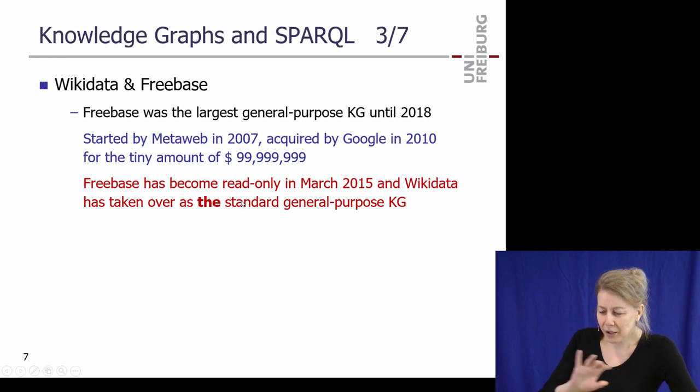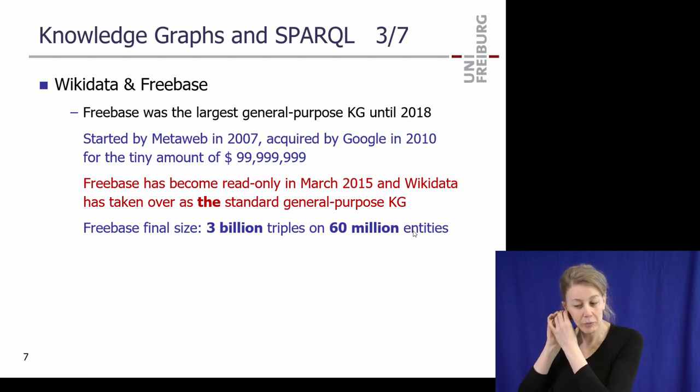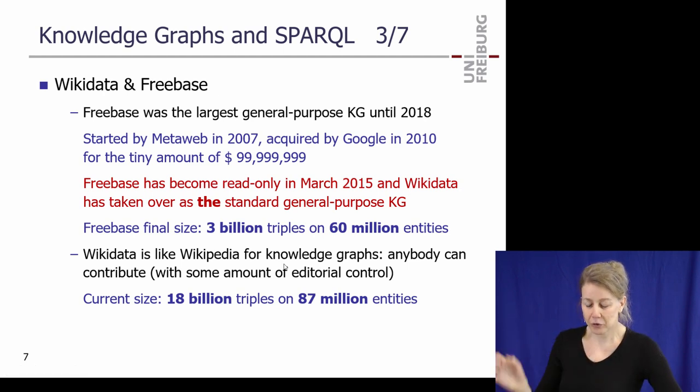Wikidata was small in the beginning and then grew significantly over time. Freebase's final size was 3 billion of these triples, which I showed you three slides ago, on 60 million things. Nicole Kidman is an entity, and a triple is she acted in that movie. And Wikidata by now is 18 billion triples, so a lot has happened since then, on 87 million things. So the number of things does not grow so much, but the information about these things does. And this is done like Wikipedia, it's crowdsourcing: you can go there, add some triples, correct some things.